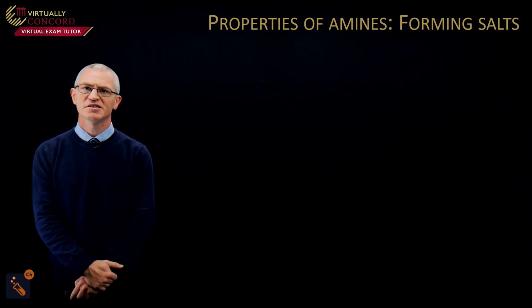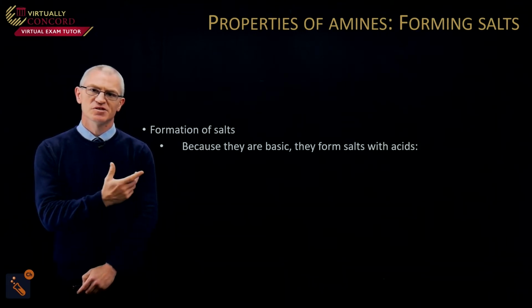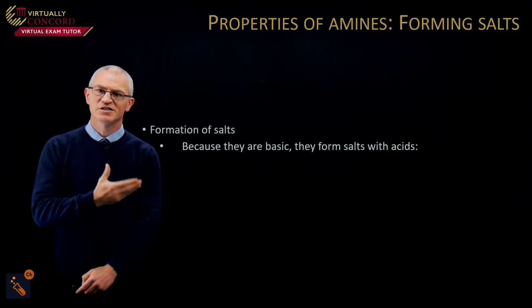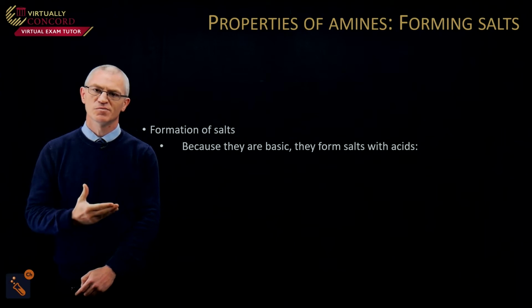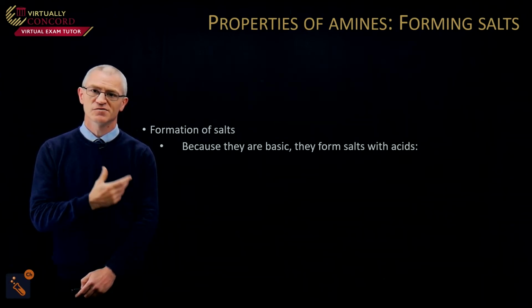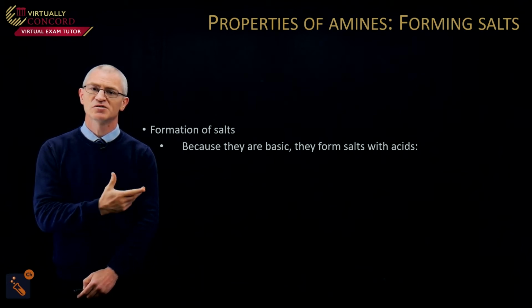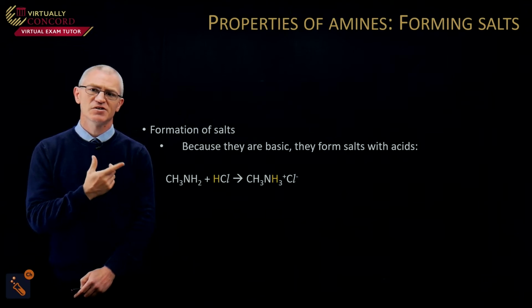Moving on from the basic properties of amines, we can now see how that links to the formation of salts. Because they're basic, they can form salts with an acid. If you remember, the definition of a salt is when an acid has its hydrogen replaced, substituted, by usually a positive metal ion or an NH4+ ion, or in this case, our positive amine ion. Let's have a look at a simple example.